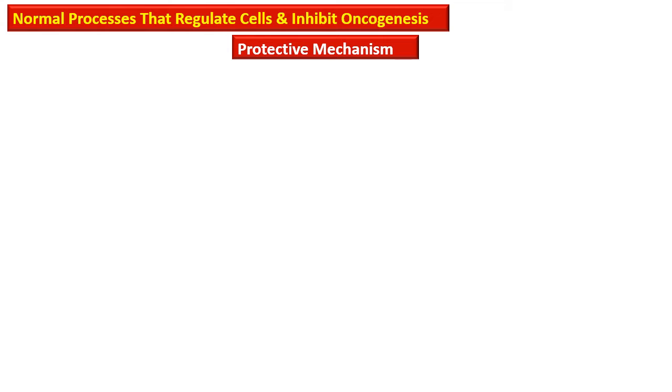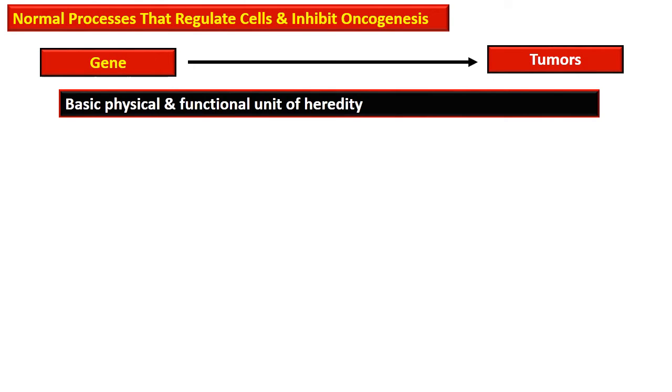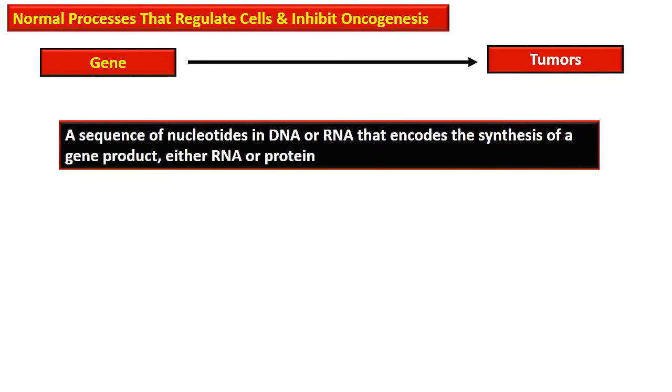There are protective mechanisms in the cell that control the development of a tumor due to dysfunction or dysregulation of gene expression. These protective mechanisms are cell cycle regulation, DNA repair mechanisms, and telomerase activity. When these protective mechanisms are dysregulated or disturbed, the genetic aberration may lead to the formation of a tumor. As described by Gregor Mendel, the gene is the basic physical and functional unit of heredity.